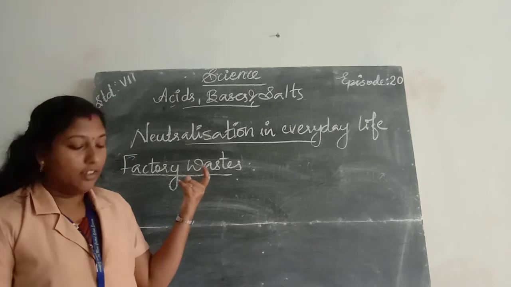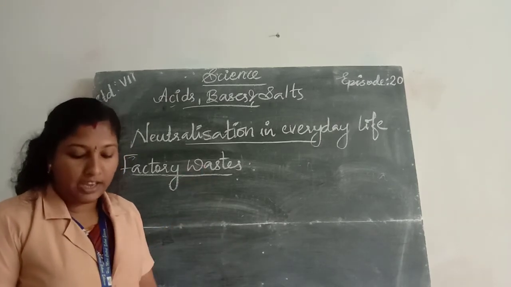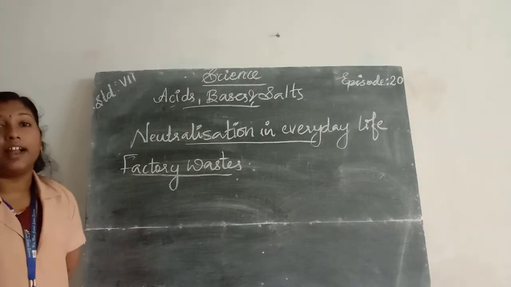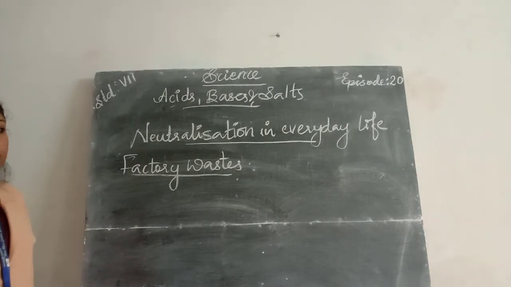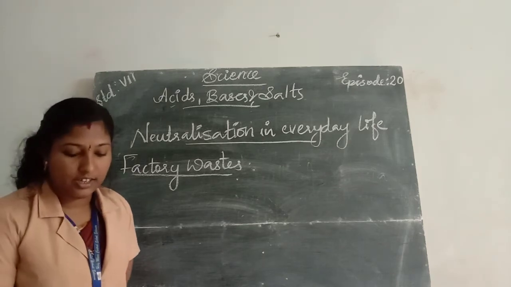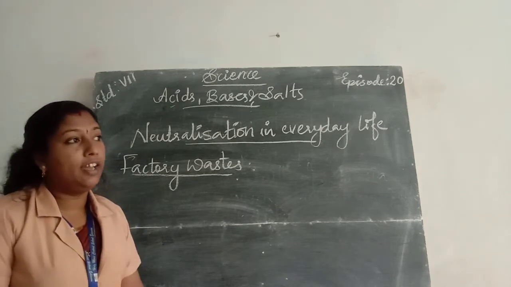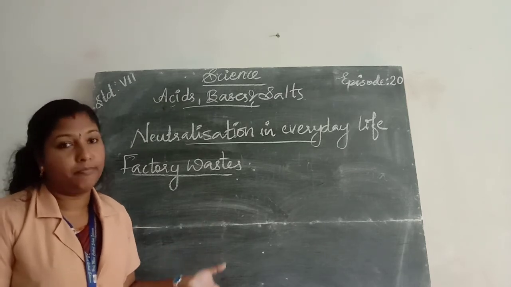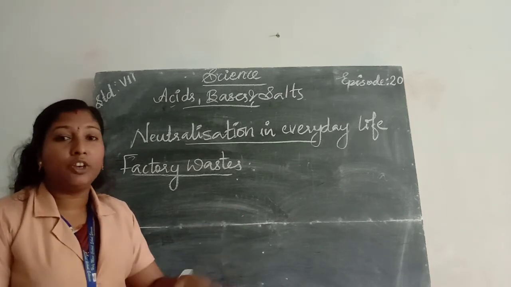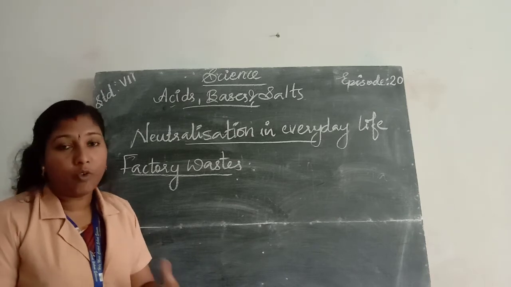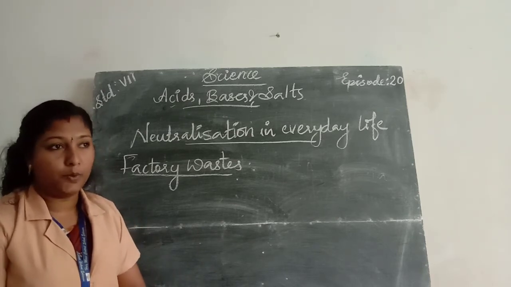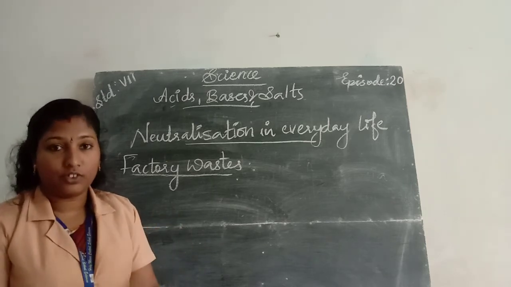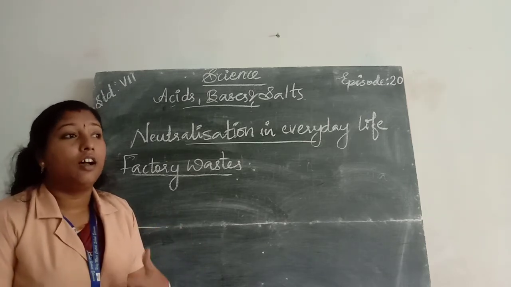Factory waste. The waste of many factories contains acids. If factory waste is put into water bodies, the acid present in the waste destroys the aquatic animals.